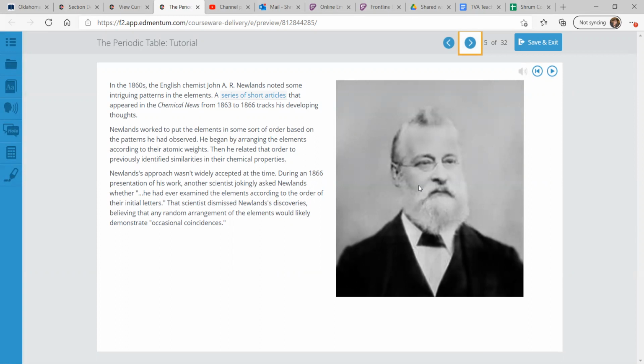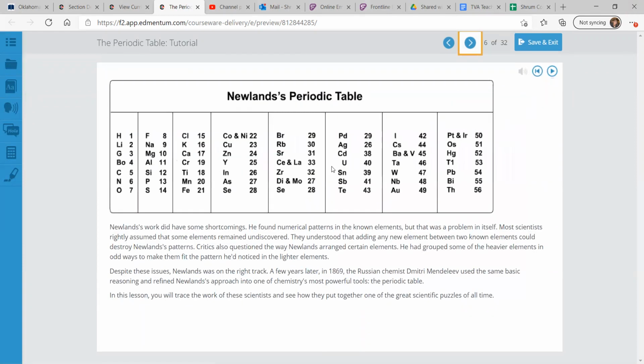Newlands's approach wasn't widely accepted at the time. During an 1866 presentation of his work, another scientist jokingly asked Newlands whether he had ever examined the elements according to the order of their initial letters. That scientist dismissed Newlands's discoveries, believing that any random arrangement of the elements would likely demonstrate occasional coincidences. Little did he know. So here's Newlands's periodic table.